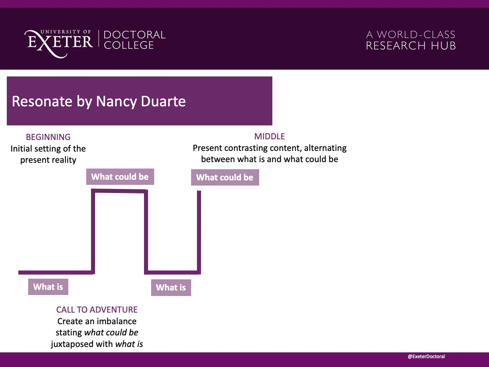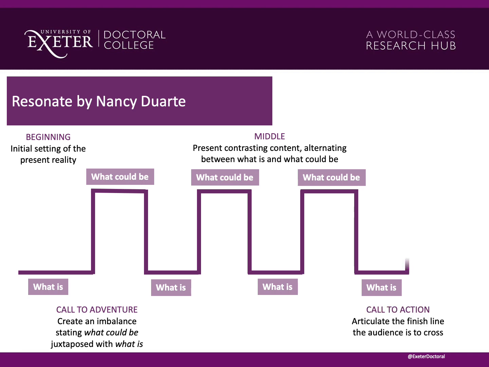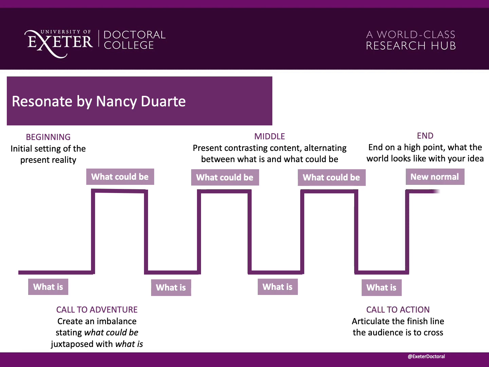The hero, your theme or question, gets a call to adventure, and this creates an imbalance in the world, juxtaposing what could be with what is. The middle goes back and forth between what is and what could be, meeting resistance from the audience and drawing them towards your idea. The end is a call to action, and you finish by telling the audience what the world looks like with your idea. You end on a high point. You can watch Nancy Duarte's TED Talk on the secret structure of great talks in the resources.